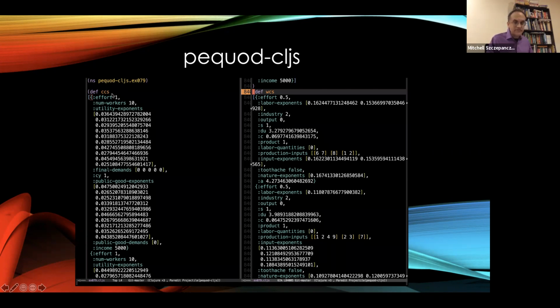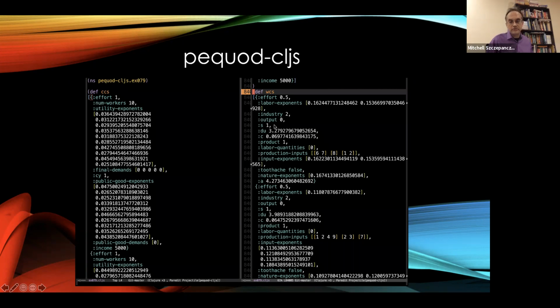To describe some of the values here, some of these are self-explanatory. Effort, income. These are indexes regarding the particular demands that are consumed: public good demands, and final demands refer to the private good demands. There are also the exponents within that Cobb-Douglas function. So these store randomly generated exponents within that Cobb-Douglas function, the elasticities for both consuming private goods and consuming public goods.